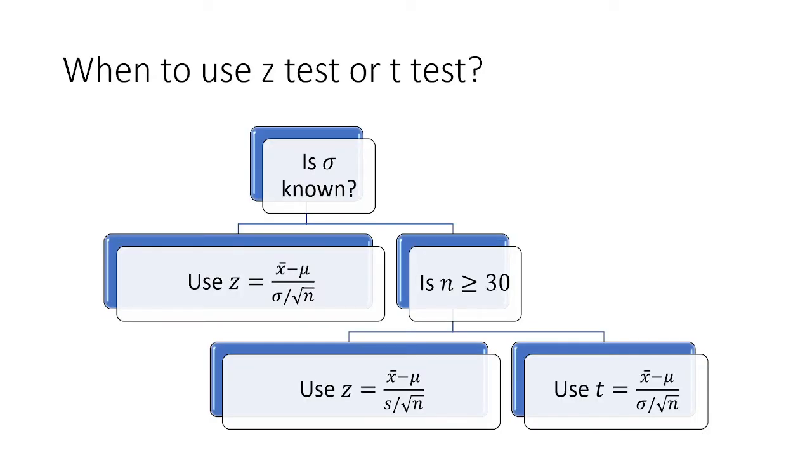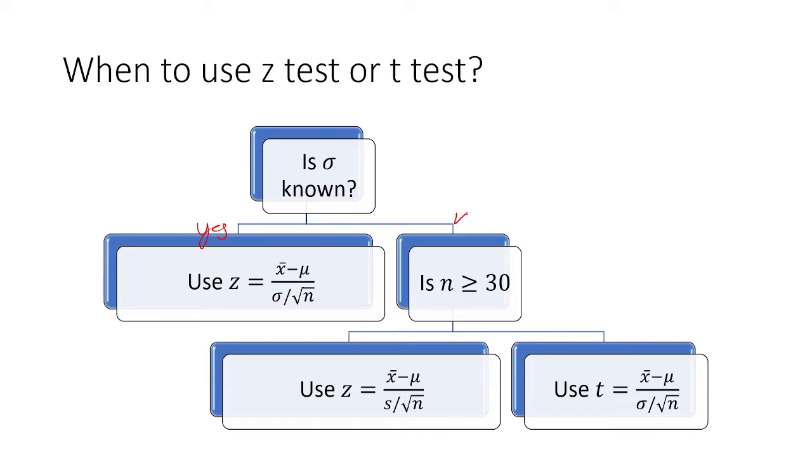Let me show you a diagram of when to use your z-test or your t-test. The first question there is: is sigma known? By sigma, you know that it is the population standard deviation. When you know the population standard deviation, you must use z equals x bar minus mu over sigma divided by the square root of n.